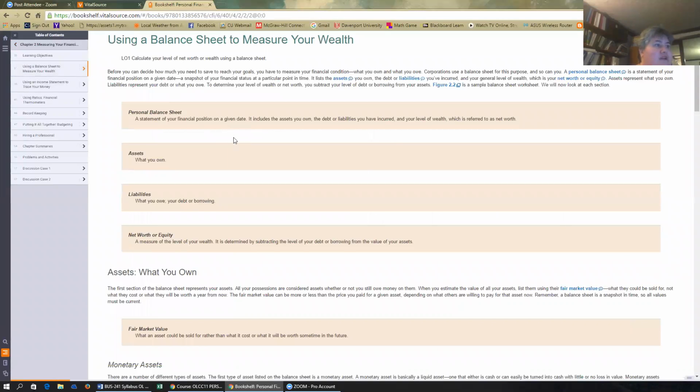Chapter 2 talks about a balance sheet, and most of the time I spend time teaching accounting, so this is right up my alley. A balance sheet talks about these 3 things. Your assets, which boil down to what you own. Your liabilities are what you owe. And your net worth is what's left when you take all those assets, pay off all those bills, would you have anything left over?